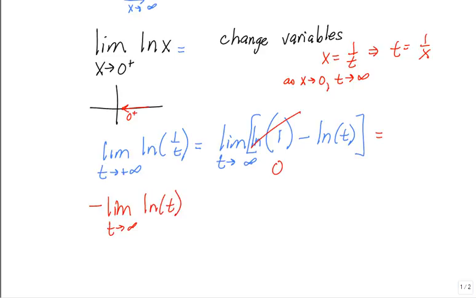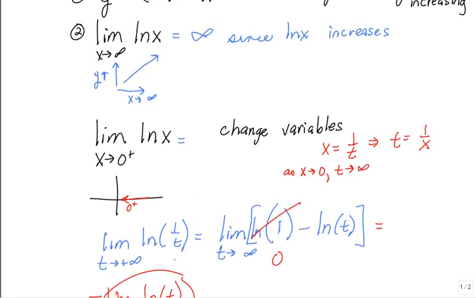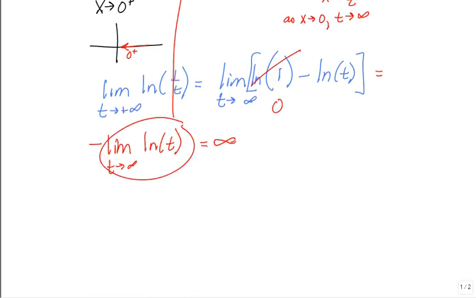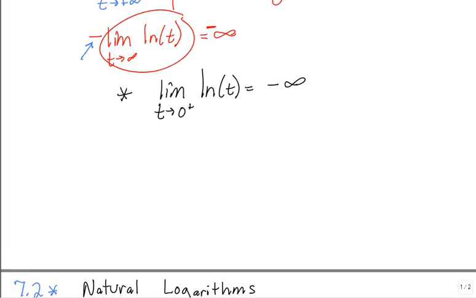but we saw right here from the graph that this limit is up here. We said that's infinity because ln of t is an increasing function, keeps increasing as t goes to infinity. So this goes to negative infinity because of the negative out in front. So this tells us that the limit as t approaches 0 from the right of ln of t is negative infinity. That's important when we graph it.